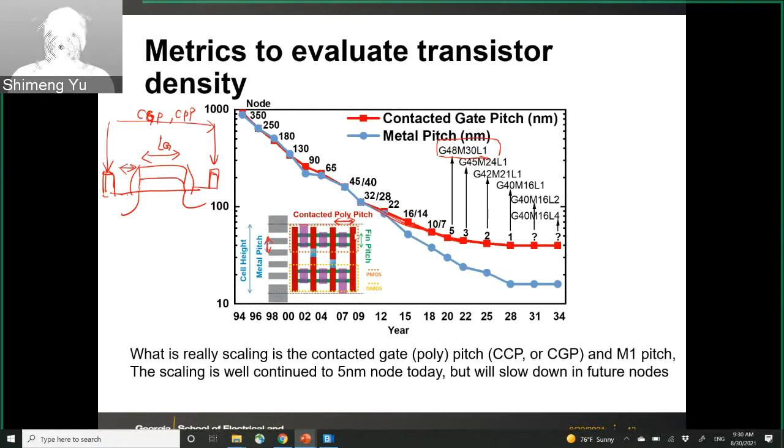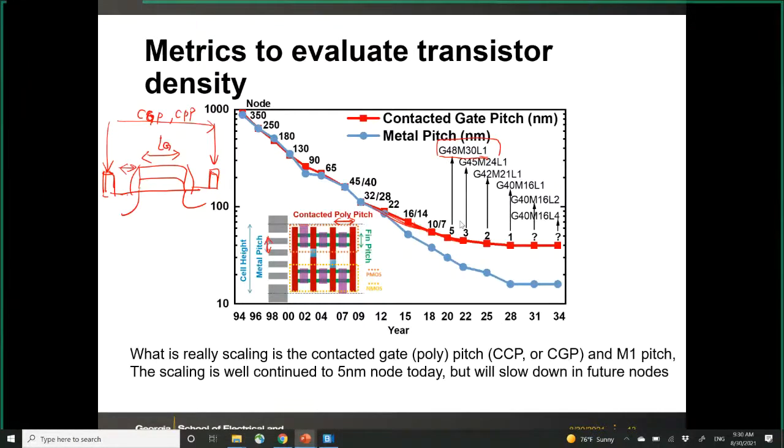So here from the layout, you see that the contact gate poly pitch is the distance between the centers of two gates. And then the metal one pitch is the distance between two metal wires in the first level of the metal. So this will define the density of the transistor.